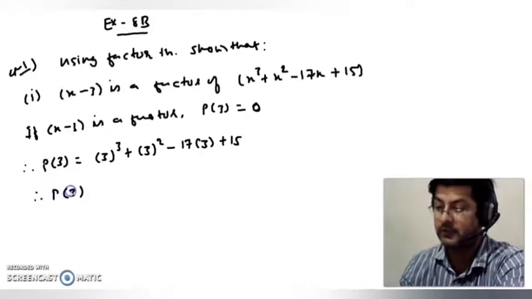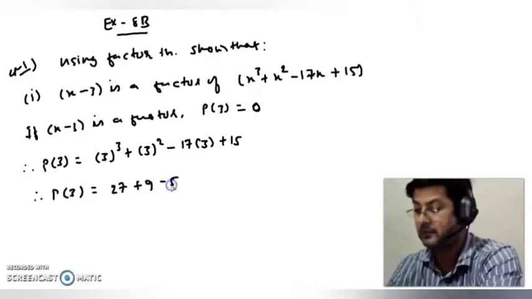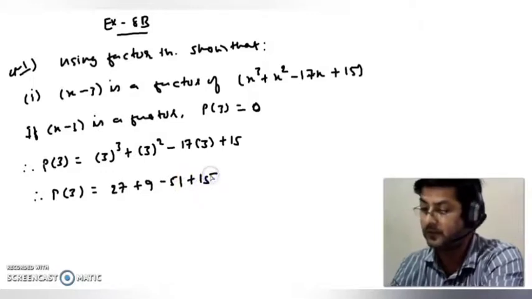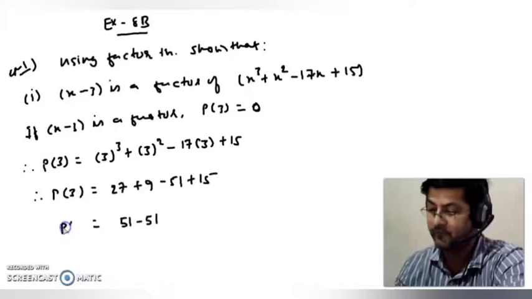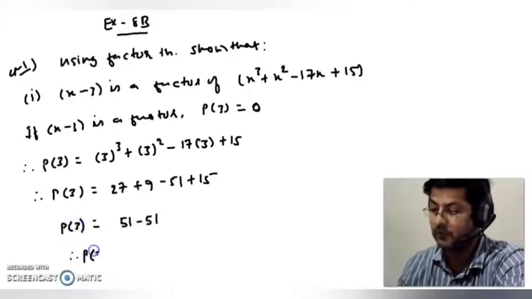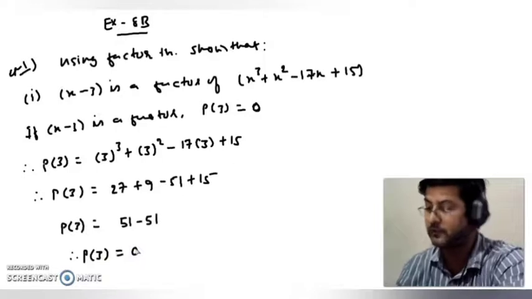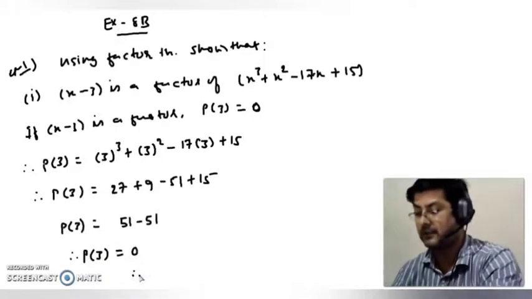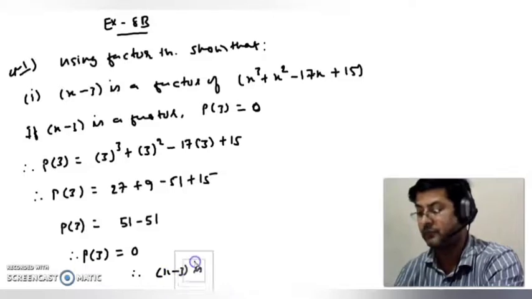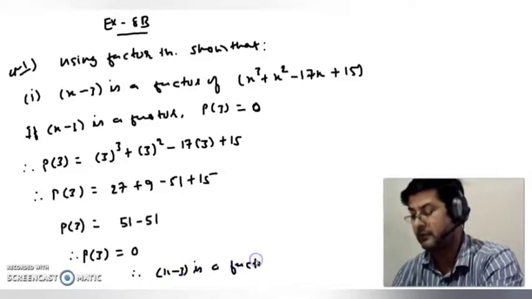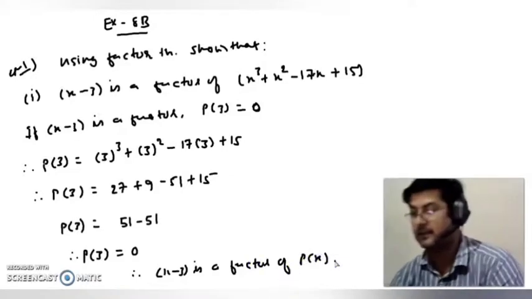Therefore p of 3, 27 plus 9, 17 3s are 51 plus 15, 36 plus 15. Okay, so we have 51 minus 51. This is p of 3. Therefore p of 3 we got to be 0, and therefore we can write x minus 3 is a factor of given polynomial p of x. Clear?